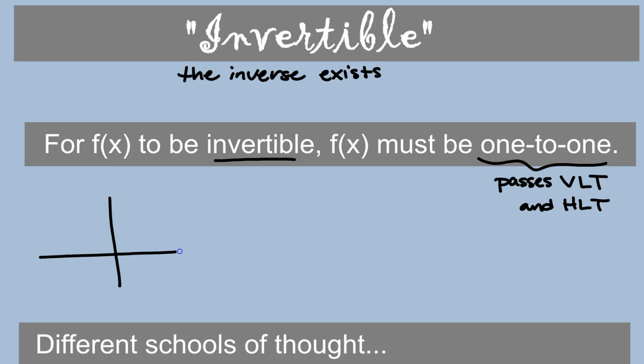Let's take a look at a little example here. Let's say we have something like this. The vertical line test. For every x coordinate, there's only one y coordinate. A vertical line is only going to pass through one point. So this passes that test. The horizontal line test. For every y coordinate, there's only one x coordinate. Every horizontal line I draw passes through only one point. So this passes that test. Every x has only one y, every y has only one x, so this is invertible.